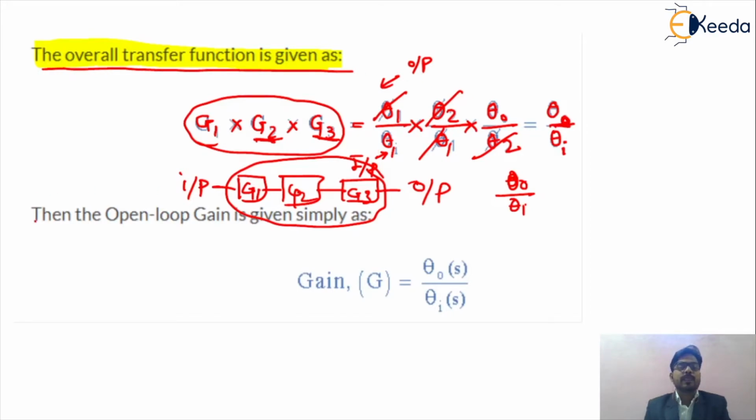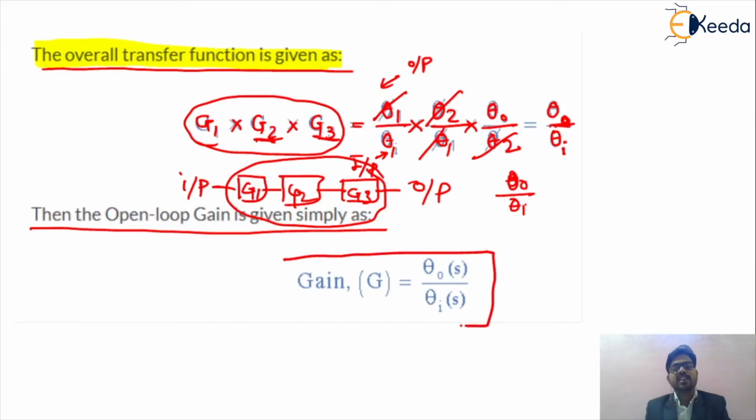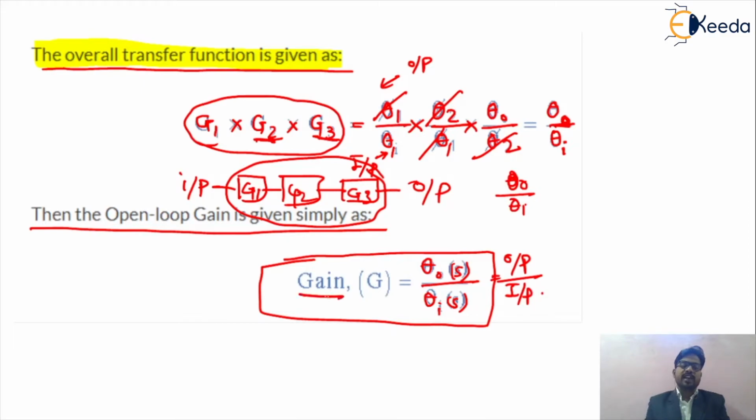So the open loop gain is simply given by the total gain G is equal to theta 0 in the S plane divided by theta I. So what do you mean by theta 0? It is the output signal, and theta I is called the input reference. So this will be called the gain of your open loop control system in concern with your DC drive.